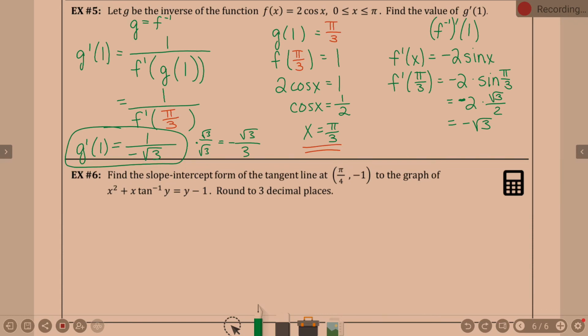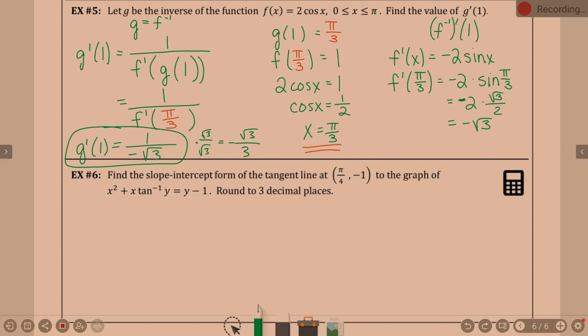Okay, last one, I believe. Find the slope-intercept form of the tangent line at pi over 4, comma negative 1 to the graph of that. Round to 3 decimal places. Round to 3 decimal places gives you an indication of what? You're going to have to use a calculator at some point. Now, it would be great if this was explicitly solved and this was y equals, because we could do the whole thing in the calculator then. However, we've got to derive. This is kind of uglyish. We're going to implicit differentiation, yes?